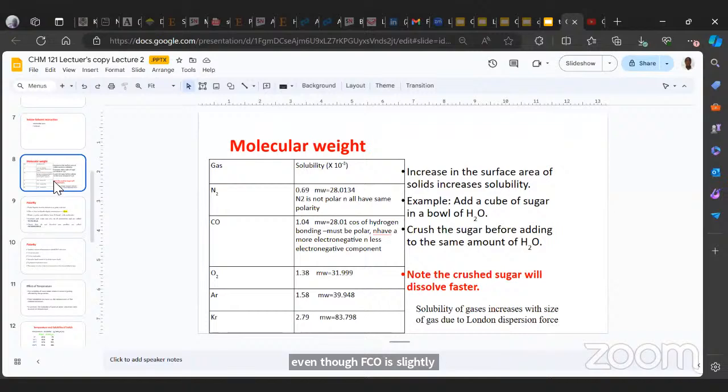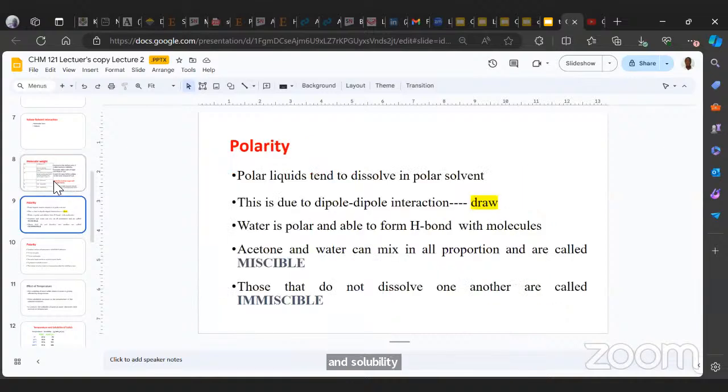Oxygen and carbon do not have the same polarity. Oxygen is a bit electronegative, so it will pull the electron, bringing in some polarity here, and in some instances might reduce the solubility of CO. But in all instances, the nitrogen gas will always be like this. So looking at the values, the solubility is increasing.